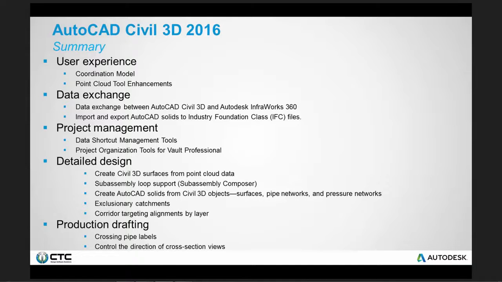And that targeting by layer for alignments, nice improvement there. And finally, some of our drafting improvements, pretty much the crossing pipe labels. And that's not just for pipe networks, it's also pressure networks. So all those enhancements are there for both pipe and pressure networks in section views as well as profile views.